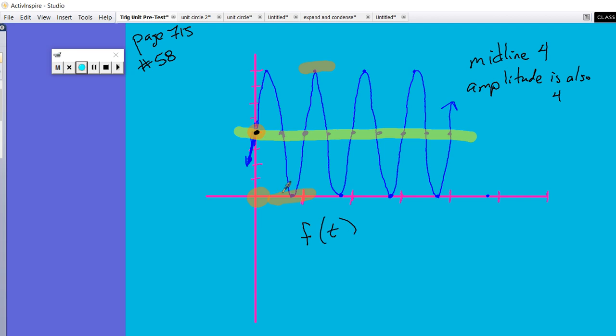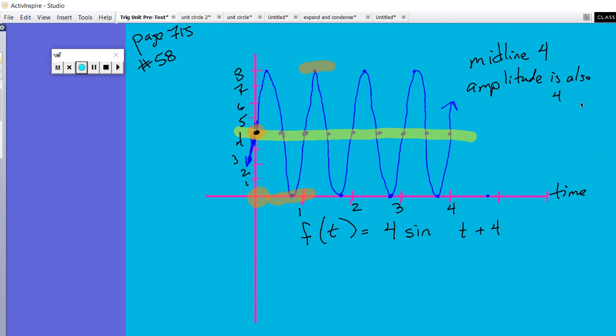So I'm going to have f of t, this is time down here. I should have labeled that. These are going by 1, 2, 3, 4, 5, 6, 7, 8. f of t equals the amplitude, which is 4, sine, I'm leaving a space in front of t, plus 4. Okay, now comes the tricky part, to find the period.